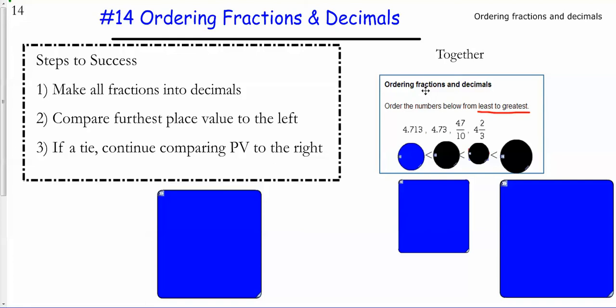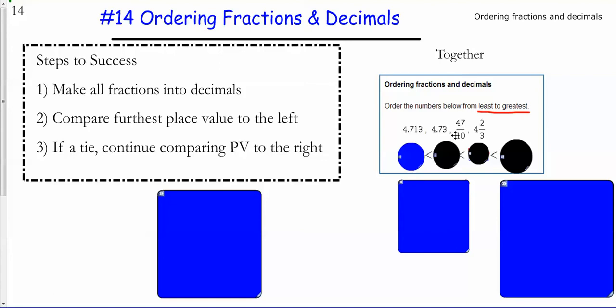So here we go, putting everything together, ordering fractions and decimals. So basically this is lessons 12 and 13 put together into one big step. So first thing I need to do is I need to make everything the same. And I'm going to choose to make everything into a decimal because I don't have to find a common denominator and write equivalent fractions. Just make it a decimal, it's easier.